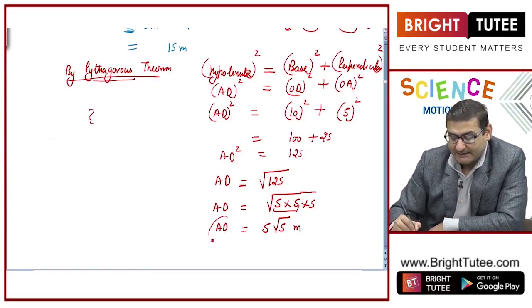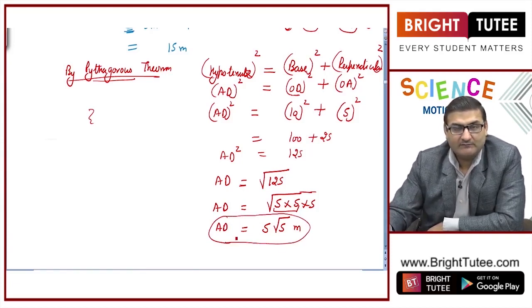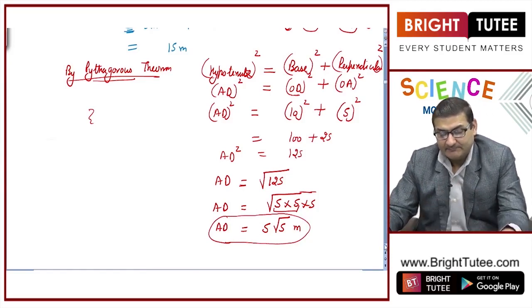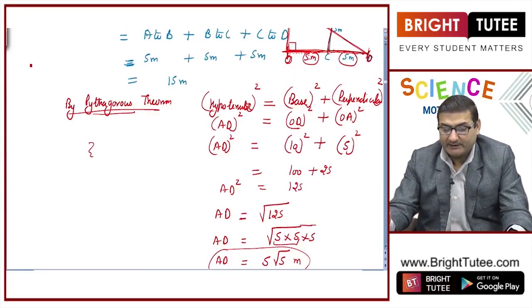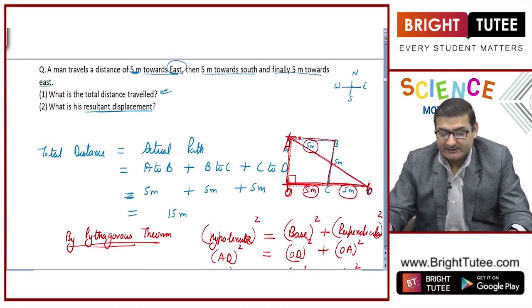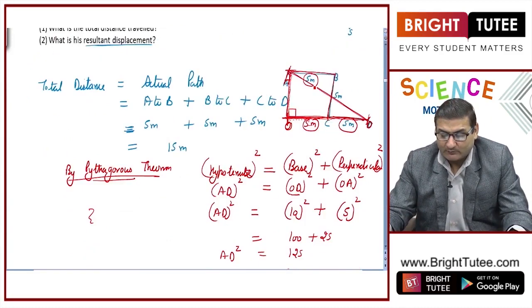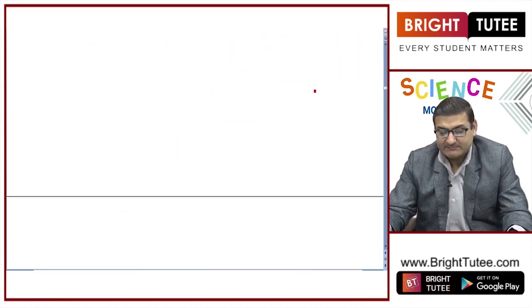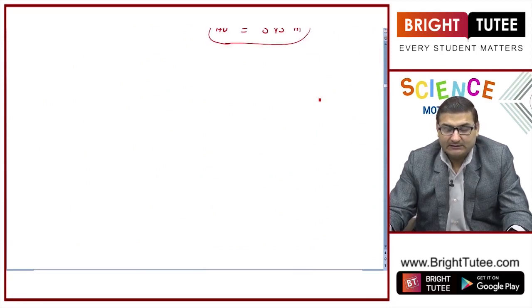This is my AD, or this is the displacement of this particular man that we have taken from this particular point from where he initially started. Got it? So this is how we calculate the distance as well as the displacement of any particular object.